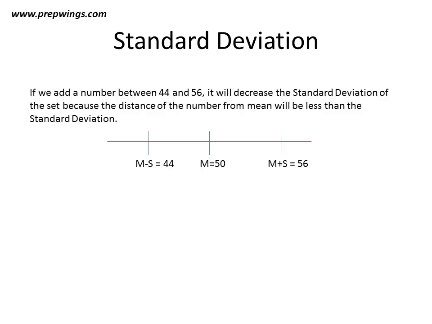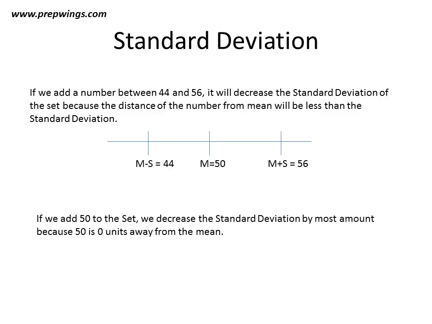Similarly, if I add a number, say 55. 55 is also 5 units away from mean and the standard deviation is 6. So adding 55 will also reduce the standard deviation. So any number that is added between 44 and 56 will reduce the standard deviation of the set. Okay. If we add 50 to the set, now 50 is 0 units away from the mean. So that will also decrease the standard deviation and the decrease will be happening by the most amount. Okay, so if I add an element in a set which is equal to the mean, it decreases the standard deviation by the most amount.